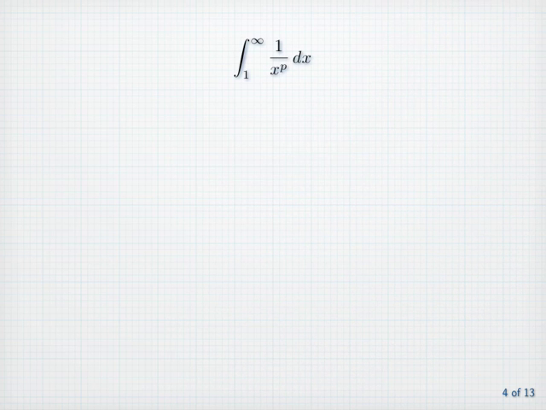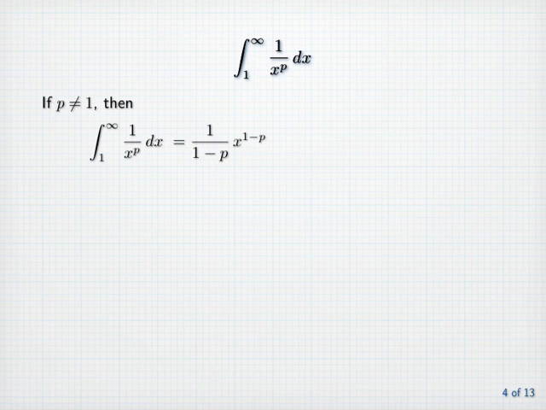Let's look at the general case here of the integral from 1 to infinity of 1 over x to the pth power for positive p. Each of the last two examples were of this type. If p is not equal to 1, then we compute as follows. Since the integrand is x to the minus p, an antiderivative will be x to the minus p plus 1 divided by minus p plus 1, and so we evaluate this between 1 and infinity.